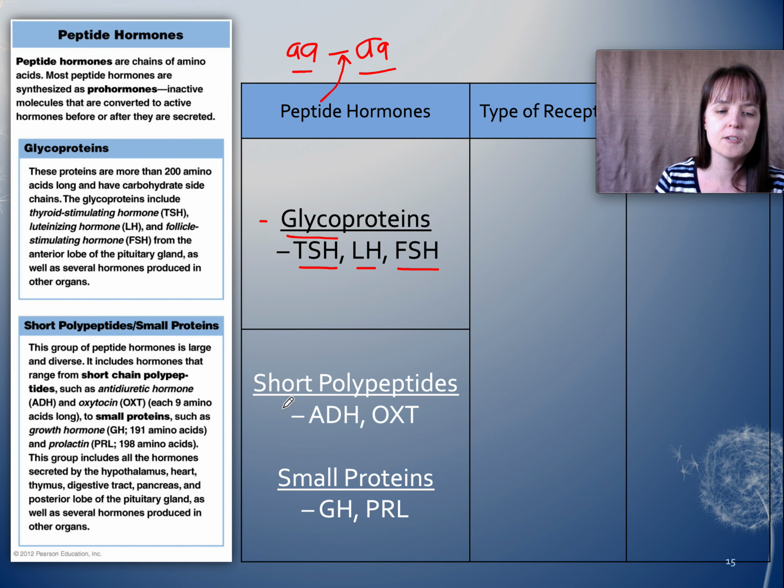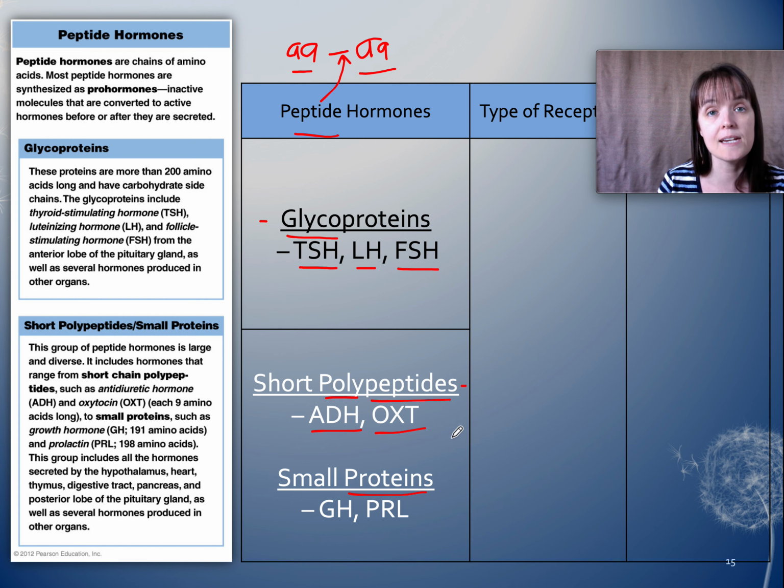And then we have short polypeptides. Poly means many, peptide we just talked about. And so this is smaller than a protein. For these small proteins, you need at least 100 amino acids in a row peptide bonded together. Polypeptides must have less than 100. So the short polypeptides are ADH and OXT.